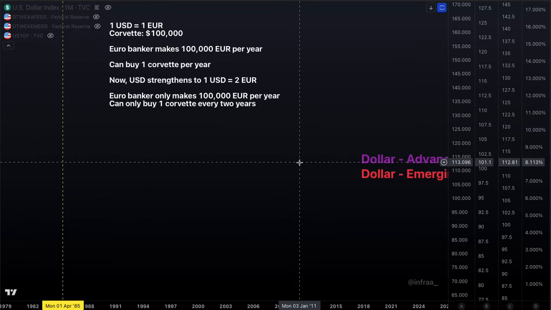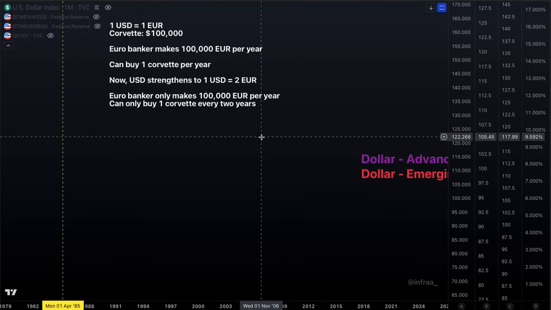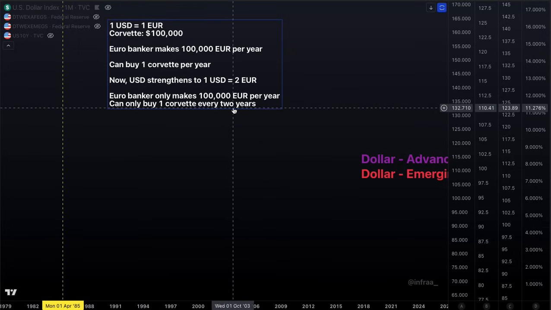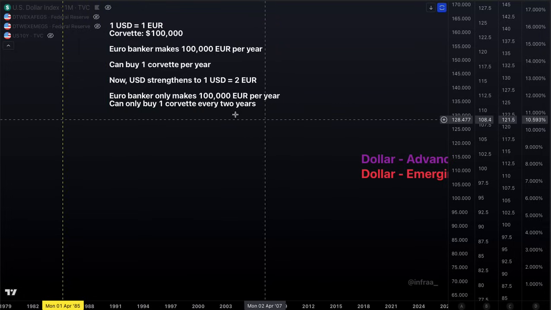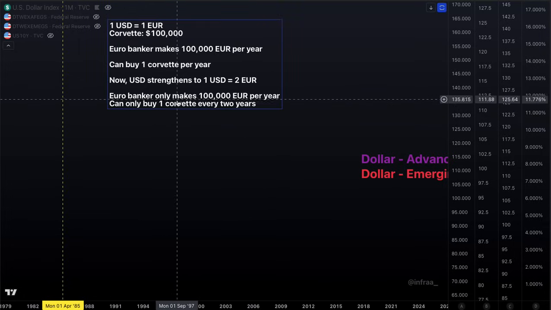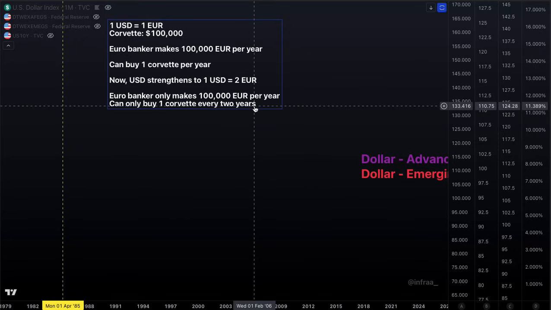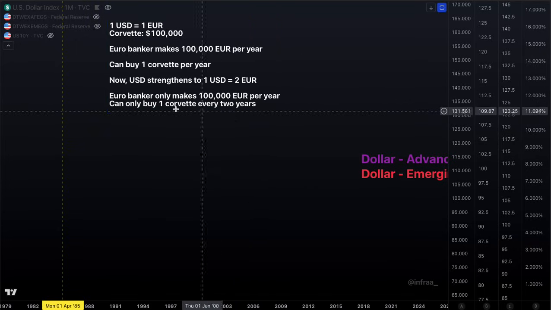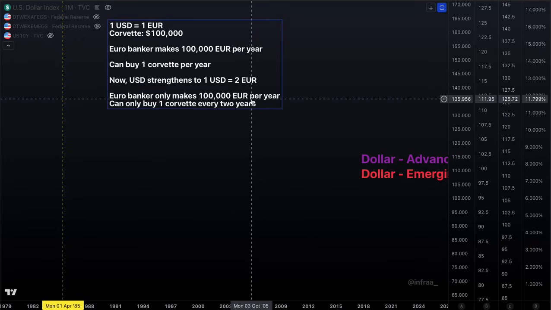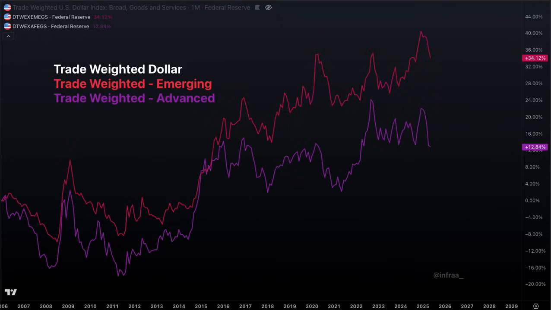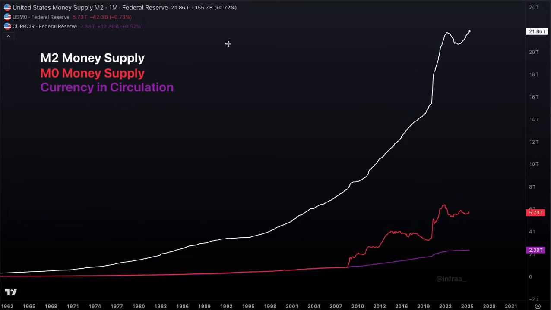And when people talk about exporting inflation, the U.S. exports inflation to the rest of the world. This is kind of the concept they're trying to describe. Put another way, though, we can see the effect that it would have on U.S. domestic manufacturing, which is, Chevy is not selling as many Corvettes, right? Because now the dollar strengthened, and that European banker can't buy as many or as often.